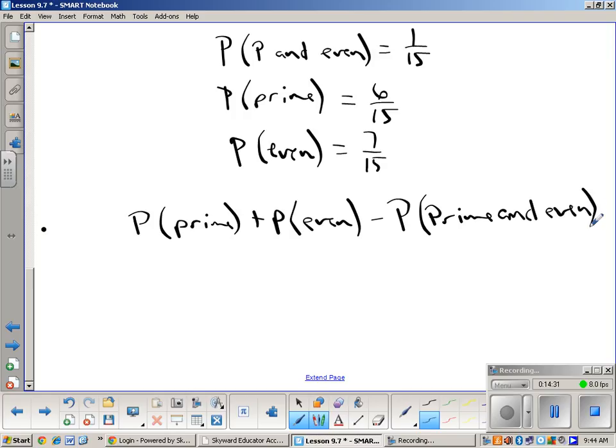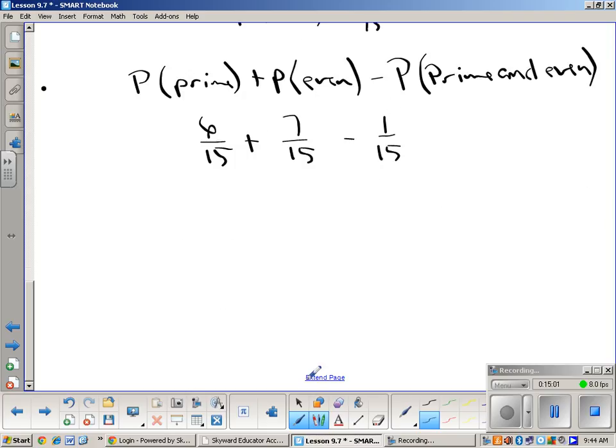Since they're not mutually exclusive, the rule will be the probability of the first event plus the probability of the second event minus the probability of the and, meaning the overlap, where the 2 are together at the same time. So probability of prime was 6 out of 15 plus probability of even is 7 out of 15 minus the probability of both, 1 out of 15. So 6 out of 15 plus 7 out of 15 is 13 fifteenths, minus 1 fifteenth is 12 fifteenths.